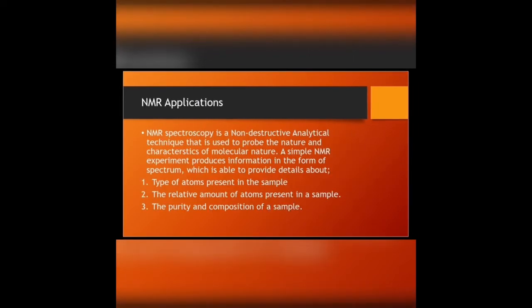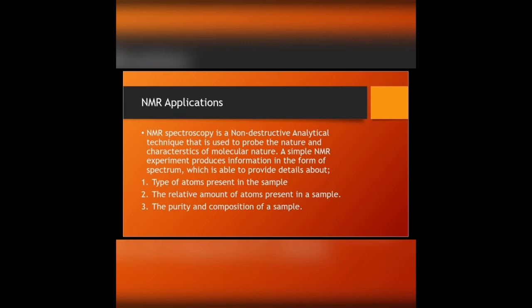NMR spectroscopy is a non-destructive analytical technique that is used to probe the nature and characteristics of molecules. A simple NMR experiment produces information in the form of a spectrum which is able to provide details about: number one, the type of atoms present in the sample; the relative amount of atoms present in a sample; the purity and composition of a sample; and the specific environments of atoms within a molecule.